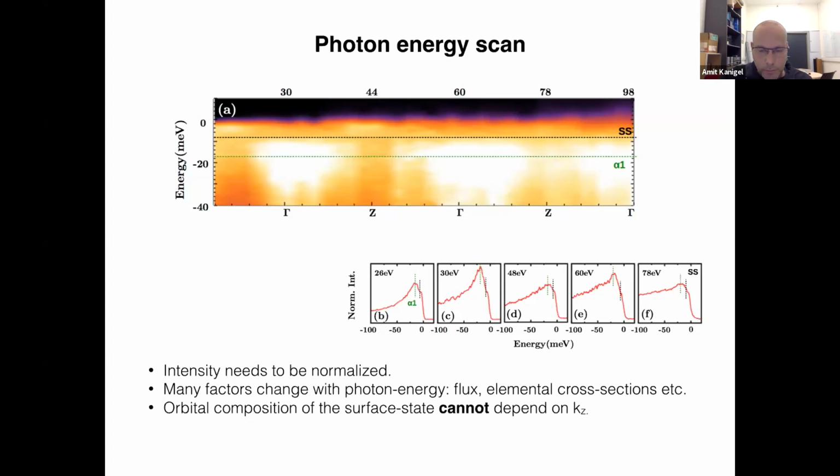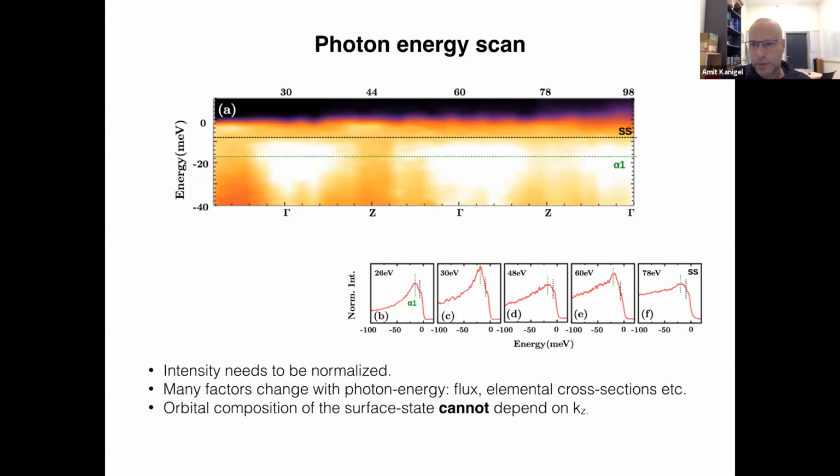You can also see the EDC at particular photon energies, and you can indeed see that the intensity of this peak, the green peak, which is the top of alpha-1, changes. And it also seems like the intensity of the surface state, which is marked here by this black line, changes.